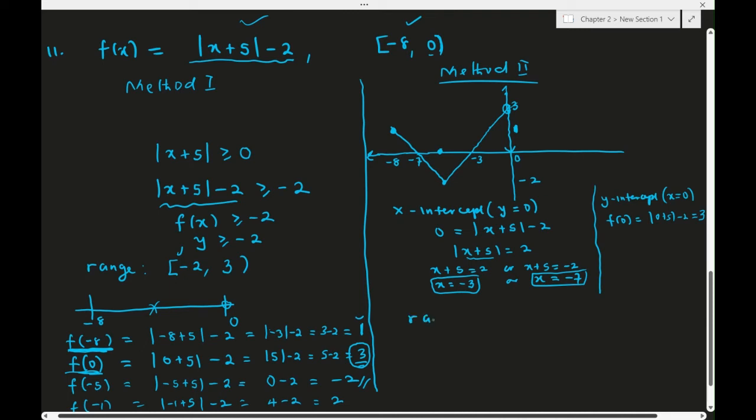So from the graph, we can see that the range, which will be the smallest value of y, remember here is closed, right? Is minus 2. Then the maximum value is not this one. If you stop here, you're going to get 1. So it has to be this one where you have the y-intercept. So it will be 3, but that 3 will be open.